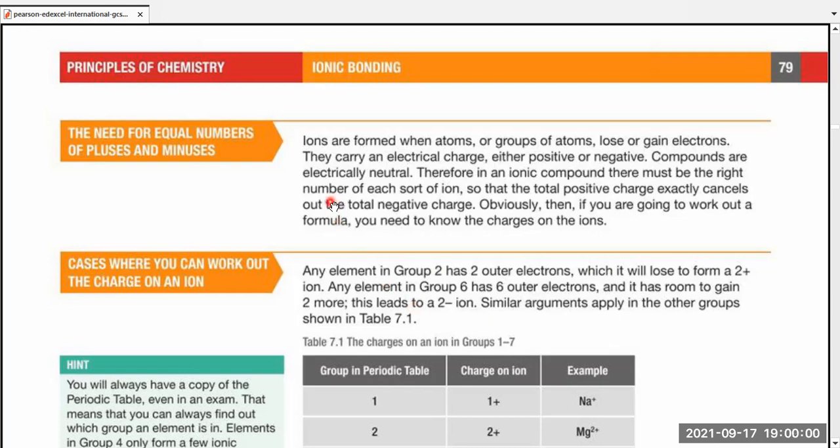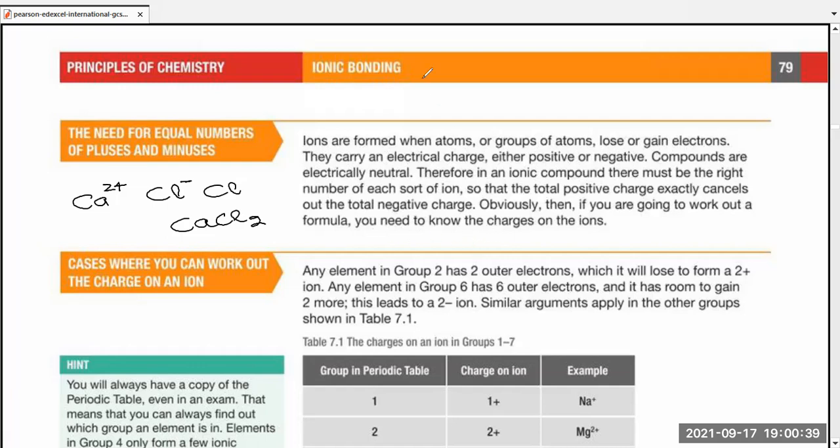So first things first, the need for equal numbers of pluses and minuses. Ions are formed when atoms or groups of atoms lose or gain electrons. Now they carry an electrical charge, either positive or negative. Compounds are electrically neutral, so the ionic compound must have the right number of each sort of ion. Like we just explained, calcium has a loss of 2 electrons, however, chlorine has a loss of 1. So in order to balance both, we need 2 chloride ions so that the charges are balanced. Hence, the formula becomes CaCl₂. So that's how we are going to work it out.